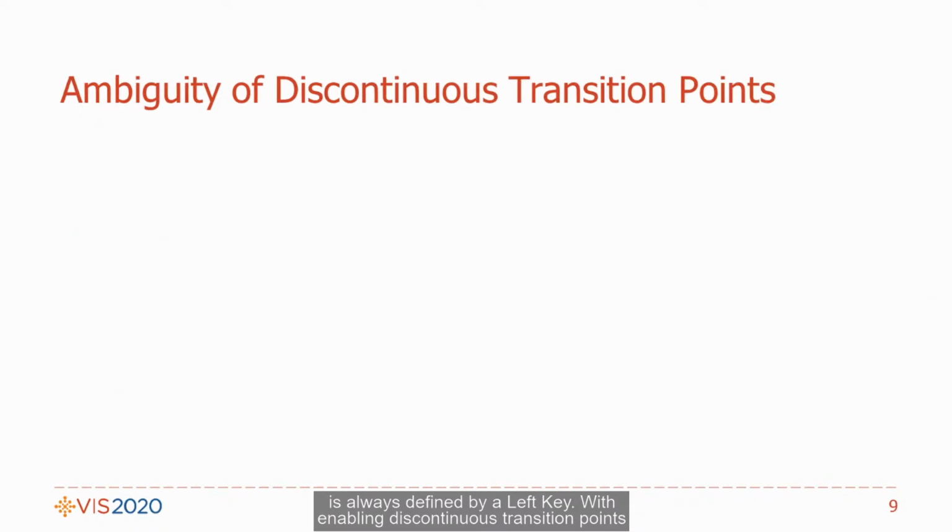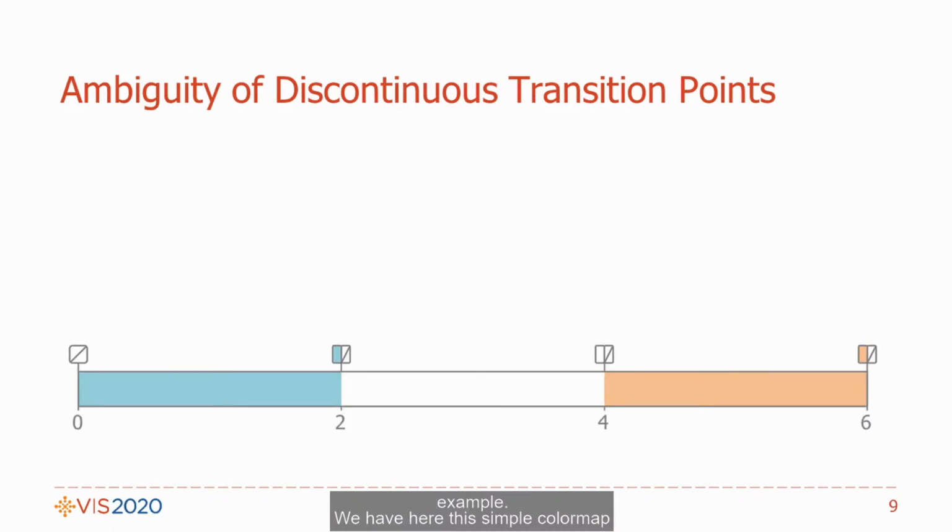With enabling discontinuous transition points, we had a little problem. One goal of our color map specification was to create consistent color maps. This means that all visualization tools should produce the same color mapping using a color map created with our specification. The discontinuous transition point interfered with this goal. Let us explain this with a little example. We have here this simple color map specification with two discontinuous transition points at axis 2 and axis 4. A color map is traditionally stored as an array of interval points with the reference values and the related color. So for our color map specification it would look like this.